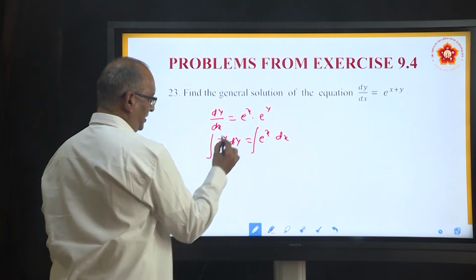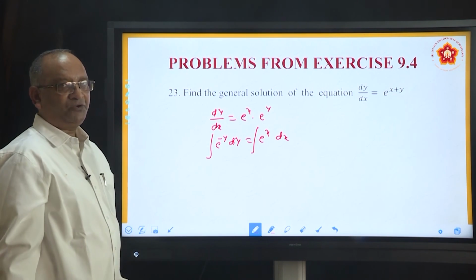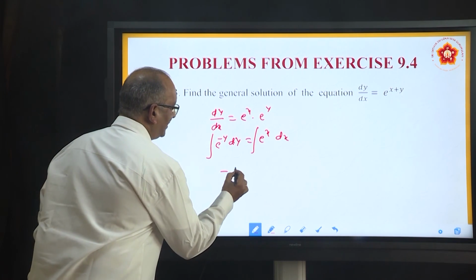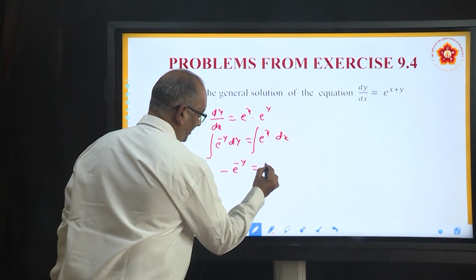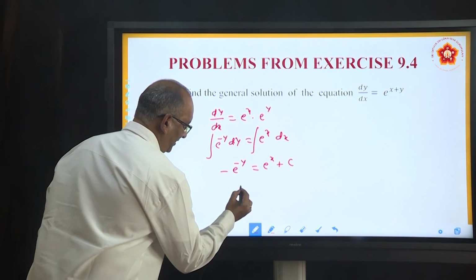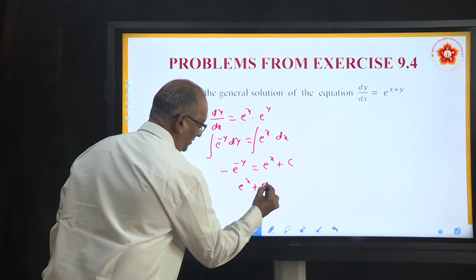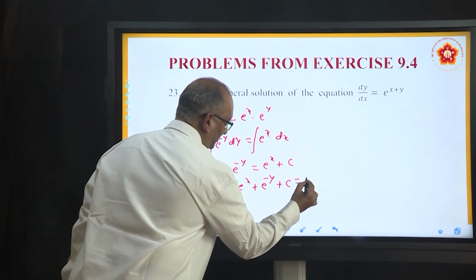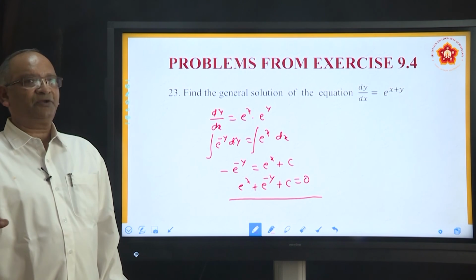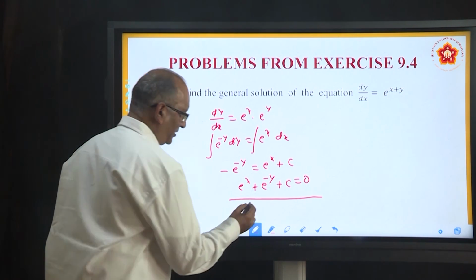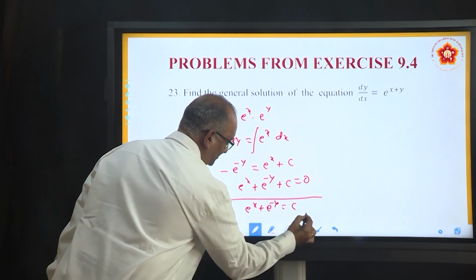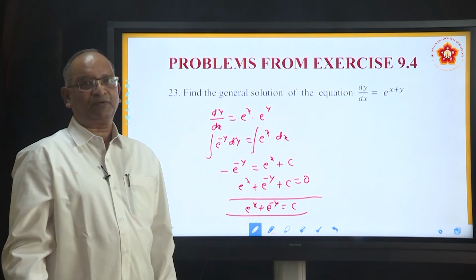Integrate both sides, e to the power minus y dy. So, how do you integrate? If it is e to the power y, we write e to the power y. For minus, it will be minus e to the power minus y equal to e to the power x plus c. Take this to that side. Okay. So, it can be written as e to the power x plus e to the power minus y plus c equal to 0. So, this is the general solution. You can keep c this side, you can keep c that side, does not matter. If you wish, you can also write it as e to the power x plus e to the power minus y equal to c. Both are correct, both ways you can take it.